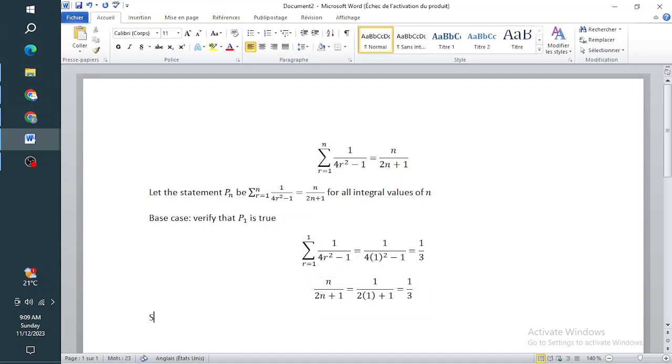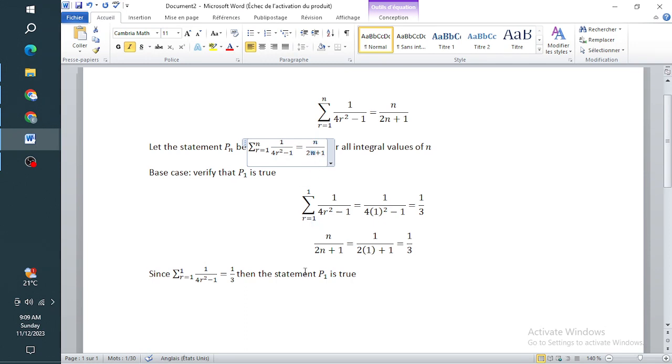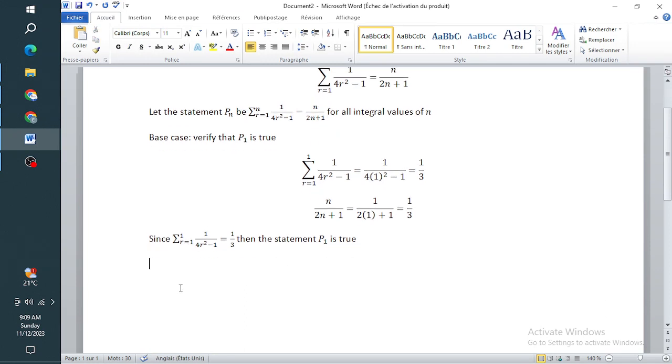Since this sum here is equal to 1 divided by 3, the statement P1 is true. The statement P1 is the sum from r equals 1 of this quantity, found by replacing n with 1 here and replacing n with 1 here and simplifying.